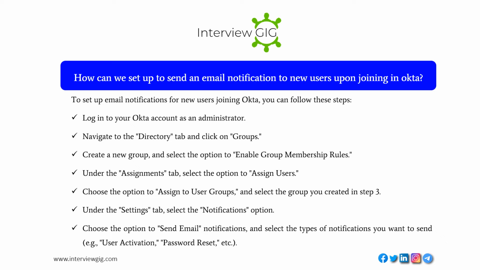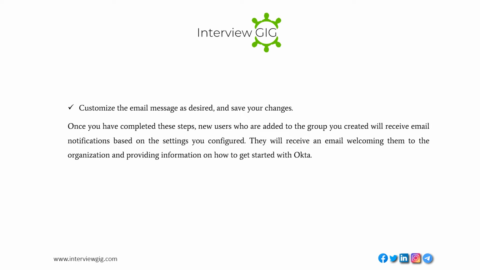Under the Settings tab, select the Notifications option. Choose the option to send email notifications and select the types of notifications you want to send, for example, user activation, password reset, etc. Customize the email message as desired and save your changes. Once you have completed these steps, new users who are added to the group you created will receive email notifications based on the settings you configured. They will receive an email welcoming them to the organization and providing information on how to get started with Okta.